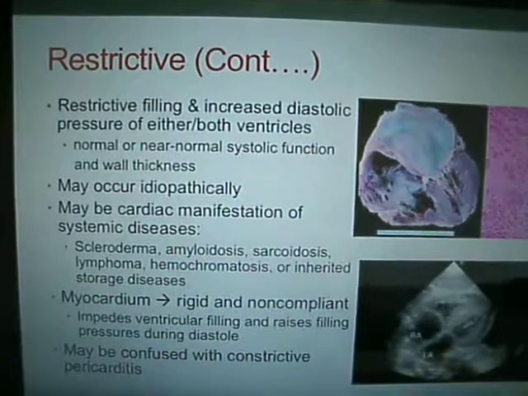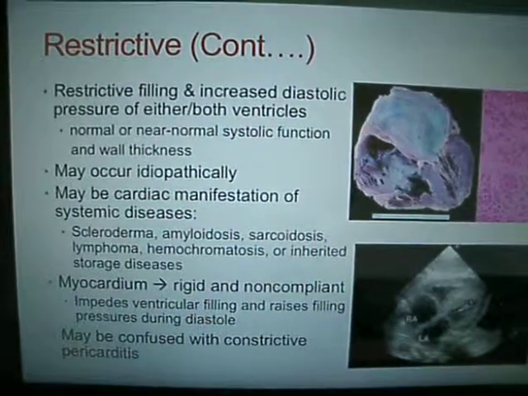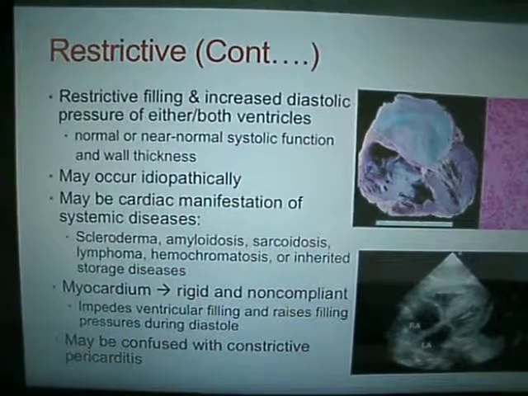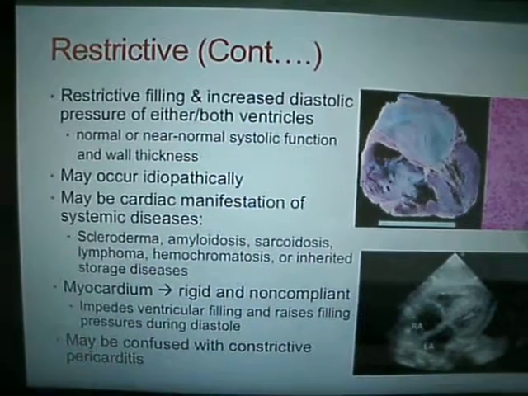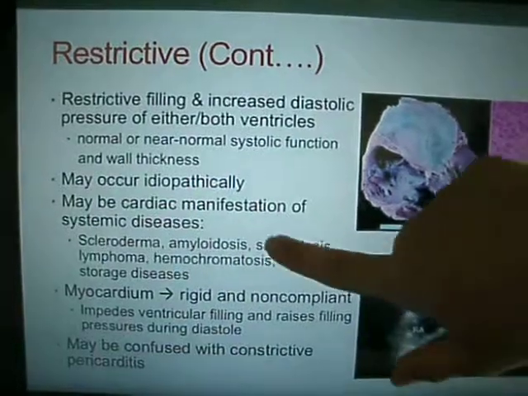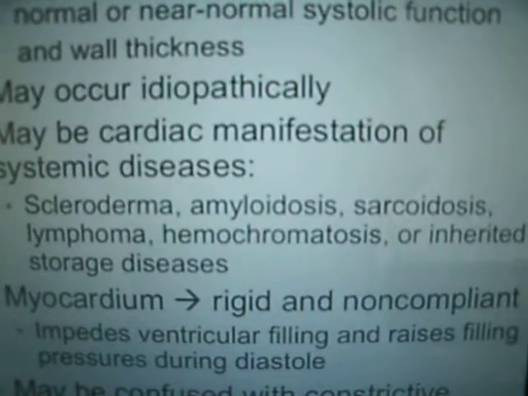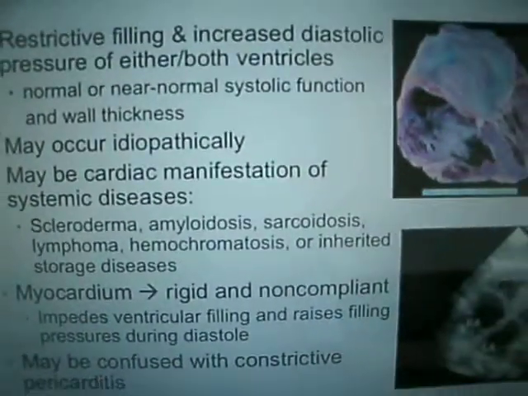So basically what happens is the filling of the ventricles is restricted and diastolic pressure is increased in either or both ventricles. The cause may be unknown, but it may be due to systemic diseases manifesting in the heart, such as these listed right here. The myocardium becomes rigid and non-compliant, and it may be confused with constrictive pericarditis.